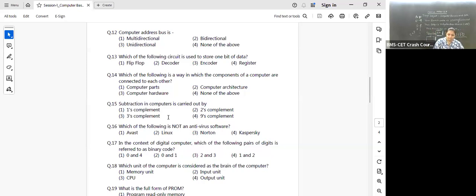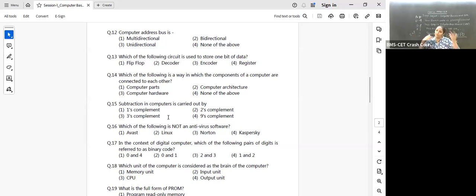Then hardware is already out. It is out. Hardware means something that you can touch and feel. So that's out. Two options are left. So option number 4 is also out. Okay. Then the first two options are left: computer parts and computer architecture.